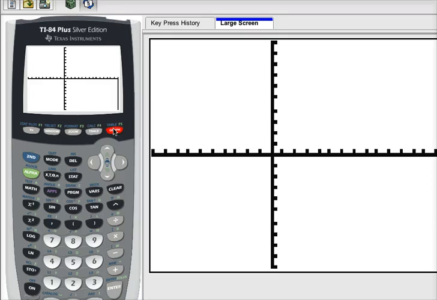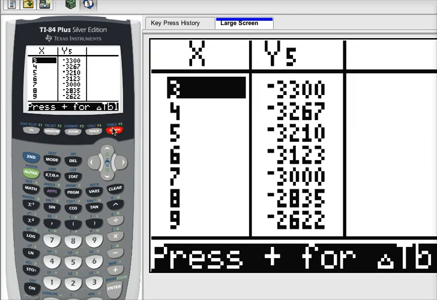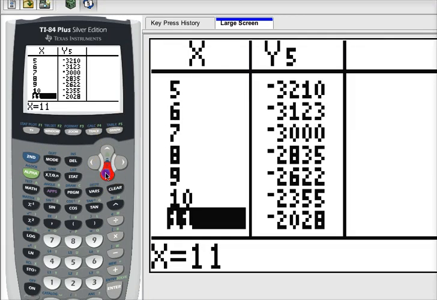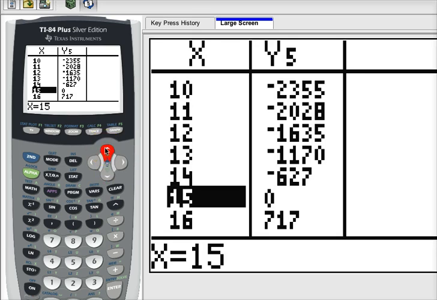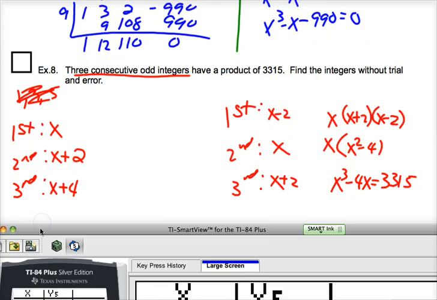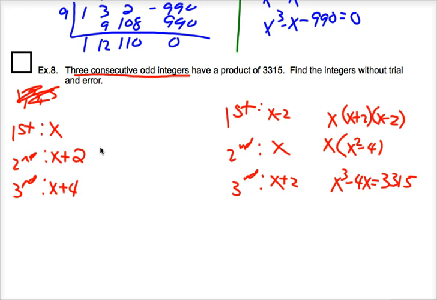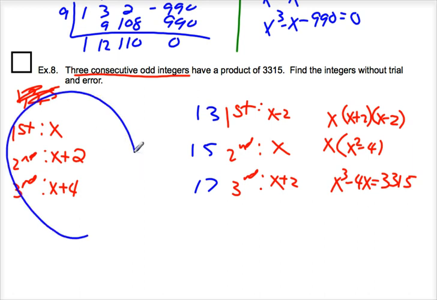Oh boy. It's looking like it's way at the end over here at 15, so I'm going to hit table just to make sure that that works. I'm going to go down to 15 and see if that is true. And there it is. 15 is a 0, so 15 is our x. So on this one, you should have answers of 15, 17, and 13. If you would have solved it the other way, you would have got x is 13, then you would have had to add to get 15 and 17.